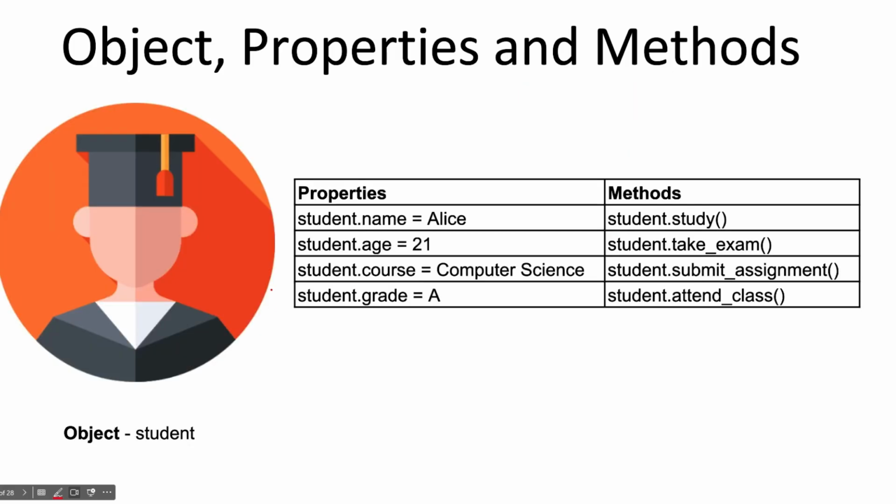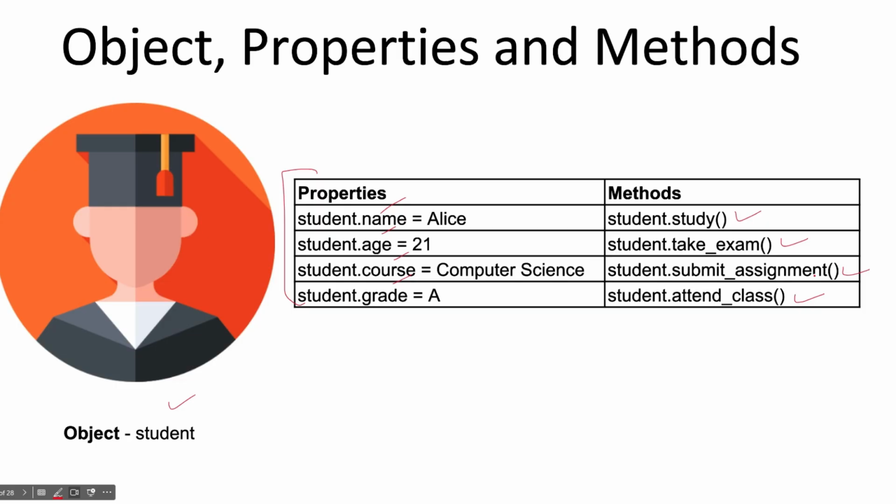Similarly, see another example. A student. You are a student. I think most of you are students. Your name, age, course, grade, these are your properties. But what functionality can you do? You can study, take exams, submit assignments, attend class. These are your operations or actions that you can perform.